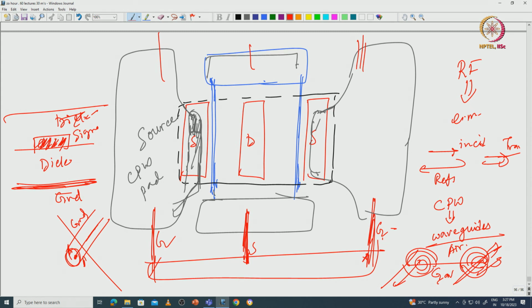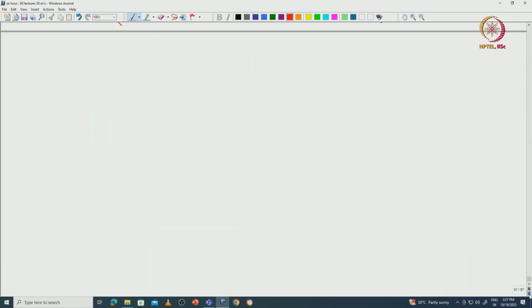So, the effect of semiconductor material comes into picture vis-a-vis the RF propagation, okay. Things like delay, reflection, etc. everything will come into picture with respect to the semiconductor substrate that we are having here, okay. So, this is in a way where you have the actual device.